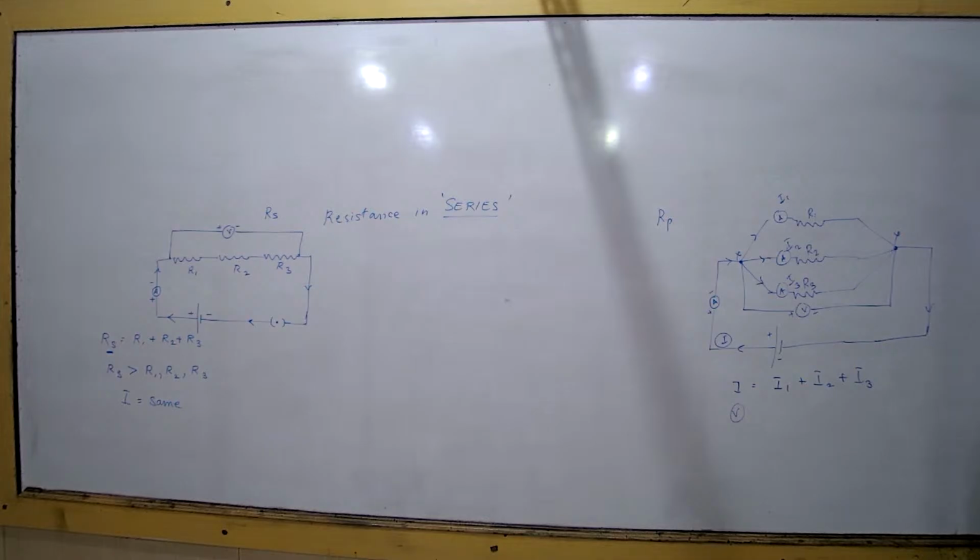Is that okay? You can also put a key switch in order to make sure that the current can be switched on and switched off. Now the same diagram is also given here. Go to the next page, resistance in parallel.